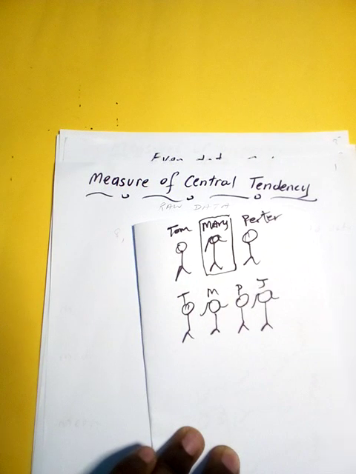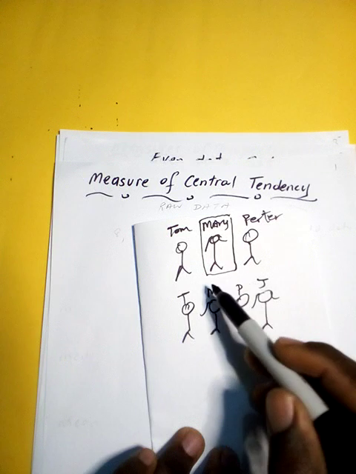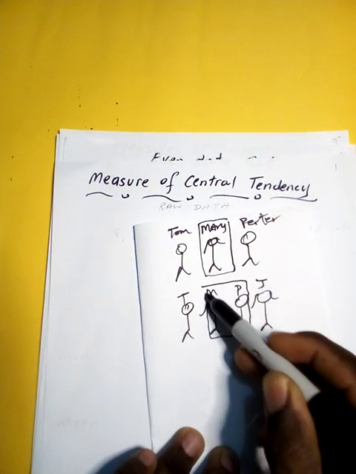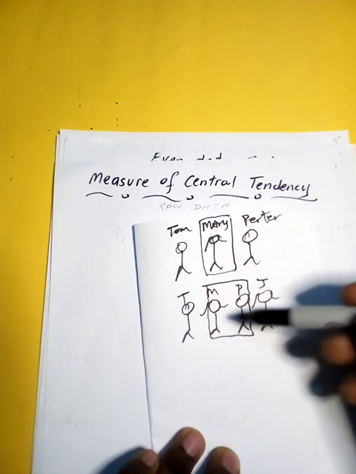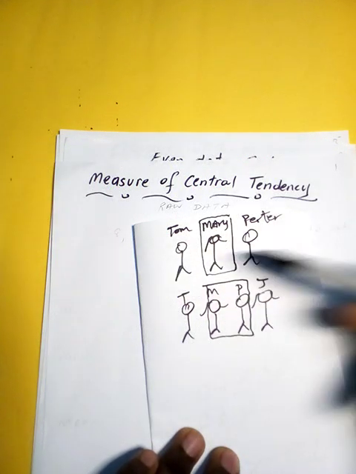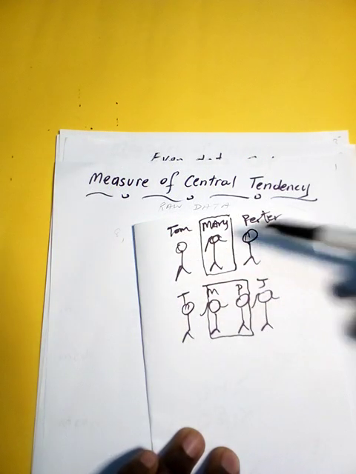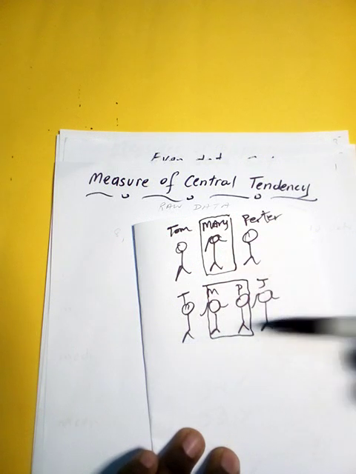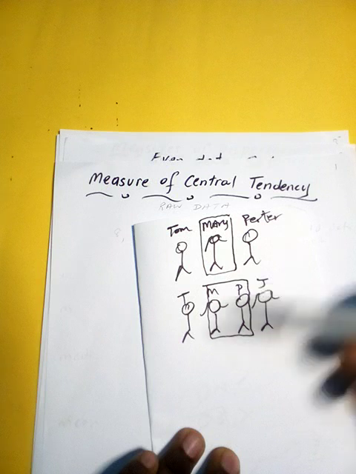So we have Tom, Mary, Peter, and now Jane joins. If I ask you, who is in the middle now? From observation, you would have to say Mary and Peter are in the middle. So when it's an odd set of numbers, we identify one person in the middle. When it's an even set of numbers, we have to say that there are two persons in the middle.